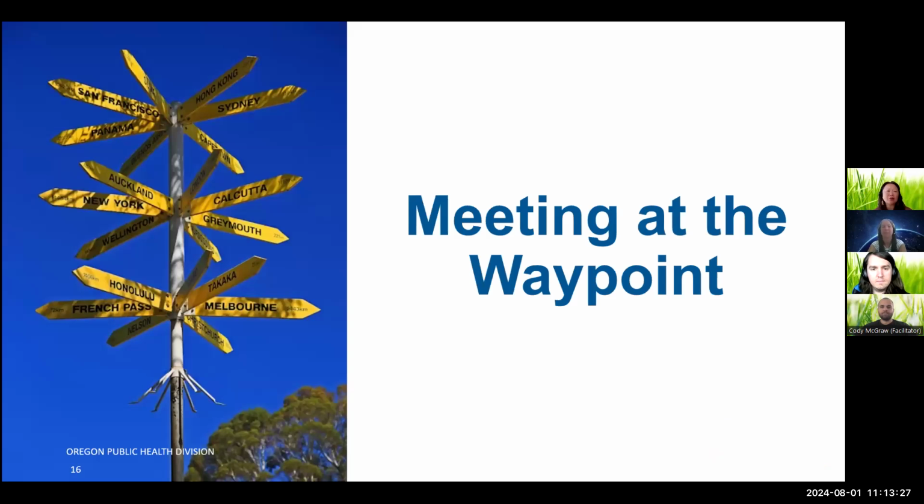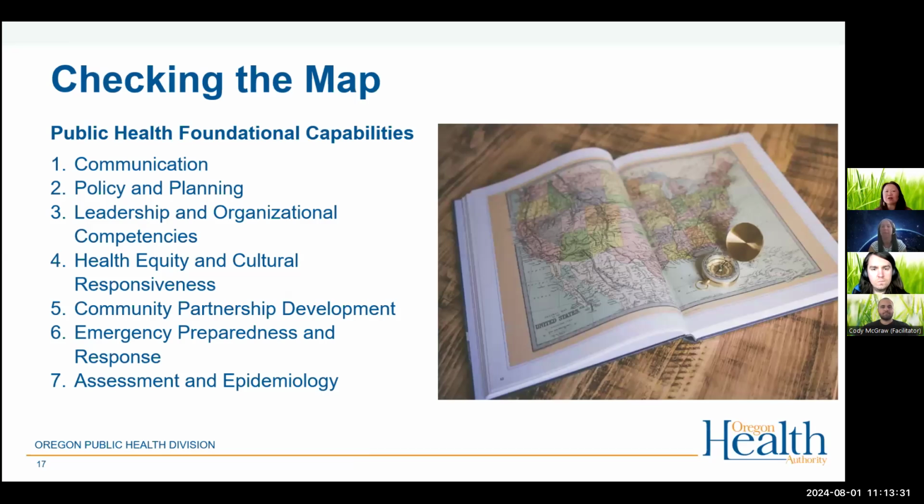We're meeting at the waypoint, is what we're calling it, and here are those foundational capabilities, right? If we're thinking about public health modernization, it has these seven elements: communication, policy, leadership, health equity, community partnerships, emergency preparedness, and then assessment and epidemiology. Those are very specific areas that we want to make sure our public health system has up and running and is strong in.